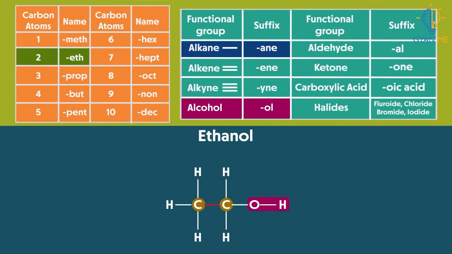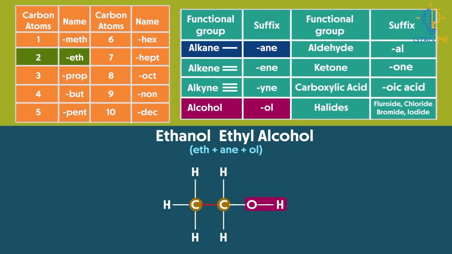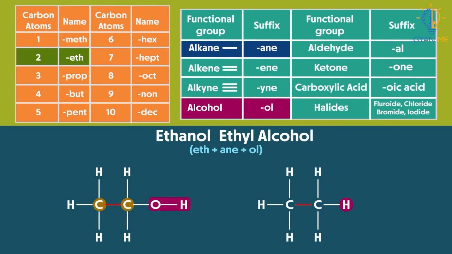Again, it is eth plus ane plus ol. Again, it can also be written as ethyl alcohol, which shows that this is also correct. It simply means that one H atom is removed from alkane ethane to form the corresponding alkyl group ethyl, and the alcohol replaces this hydrogen here.